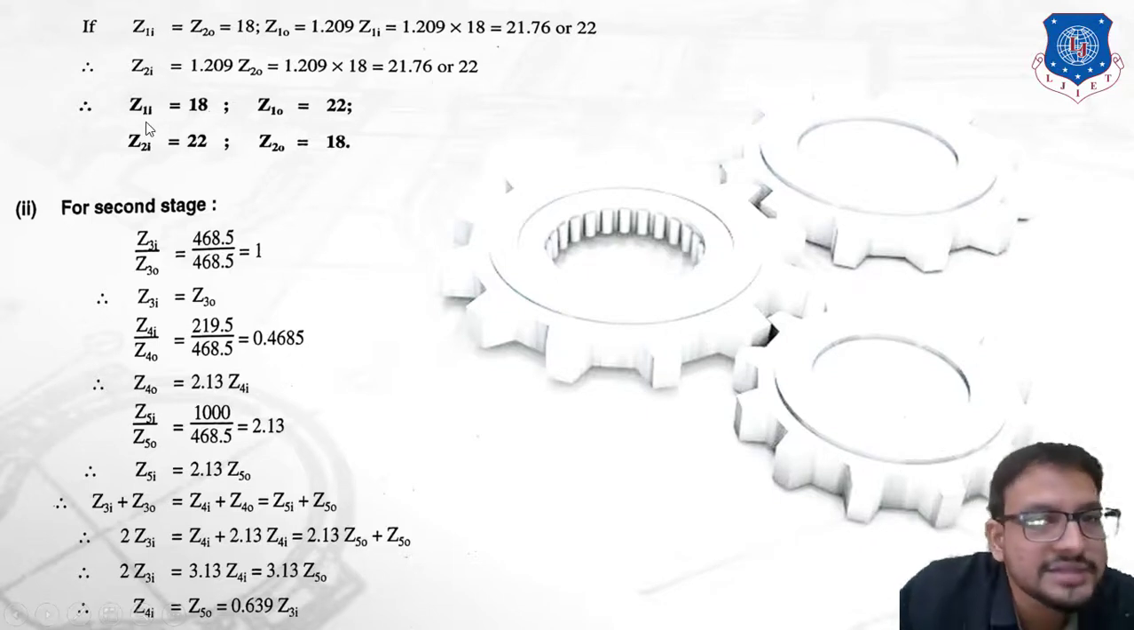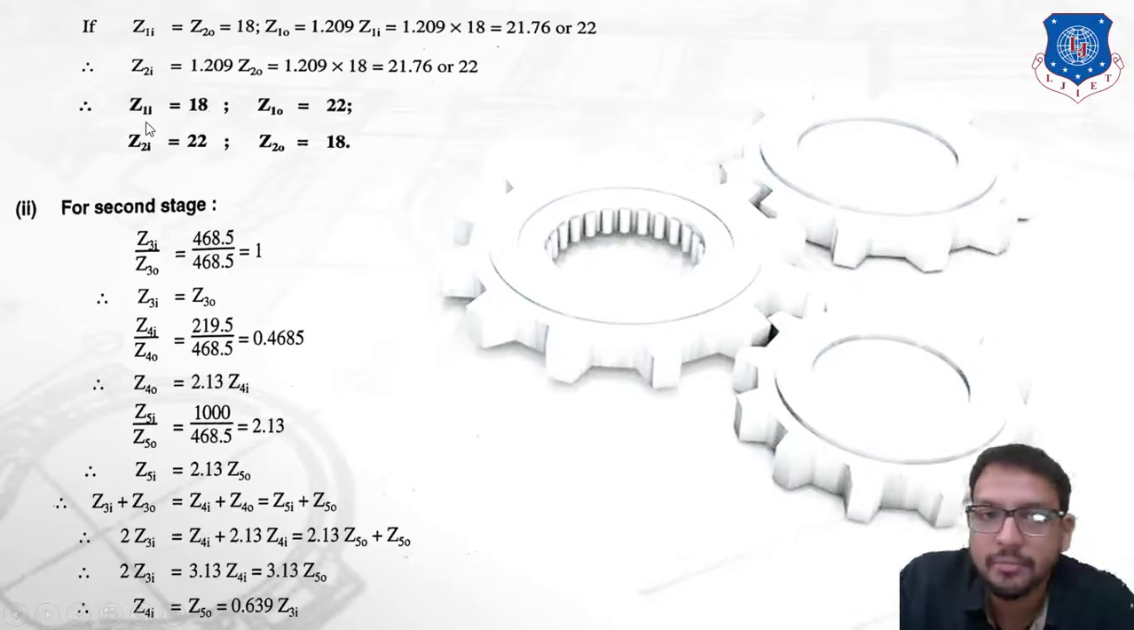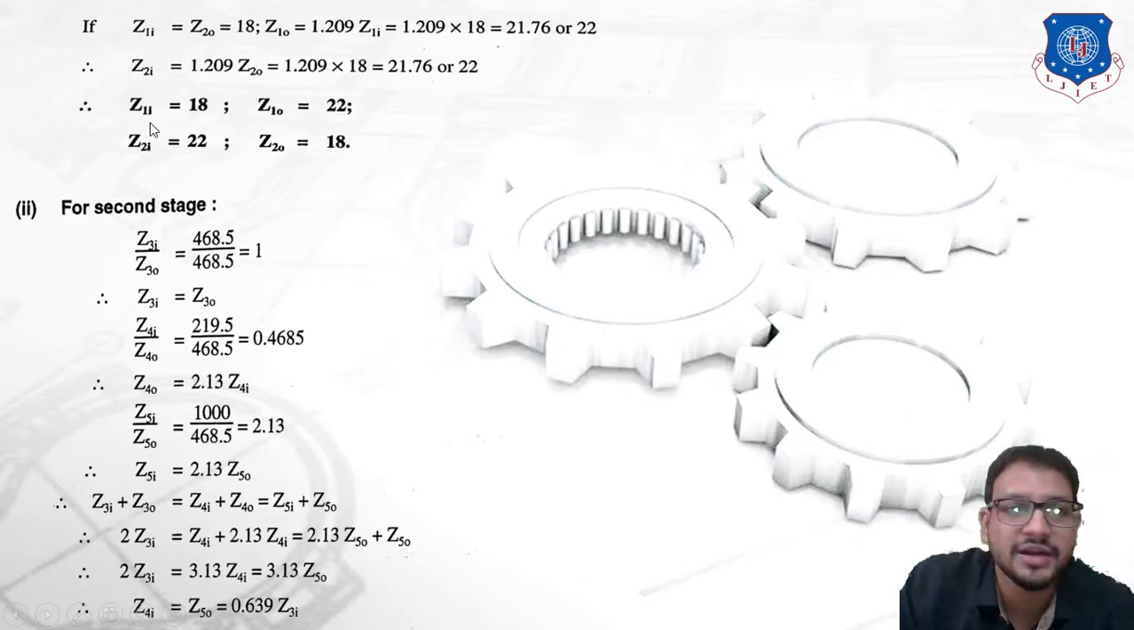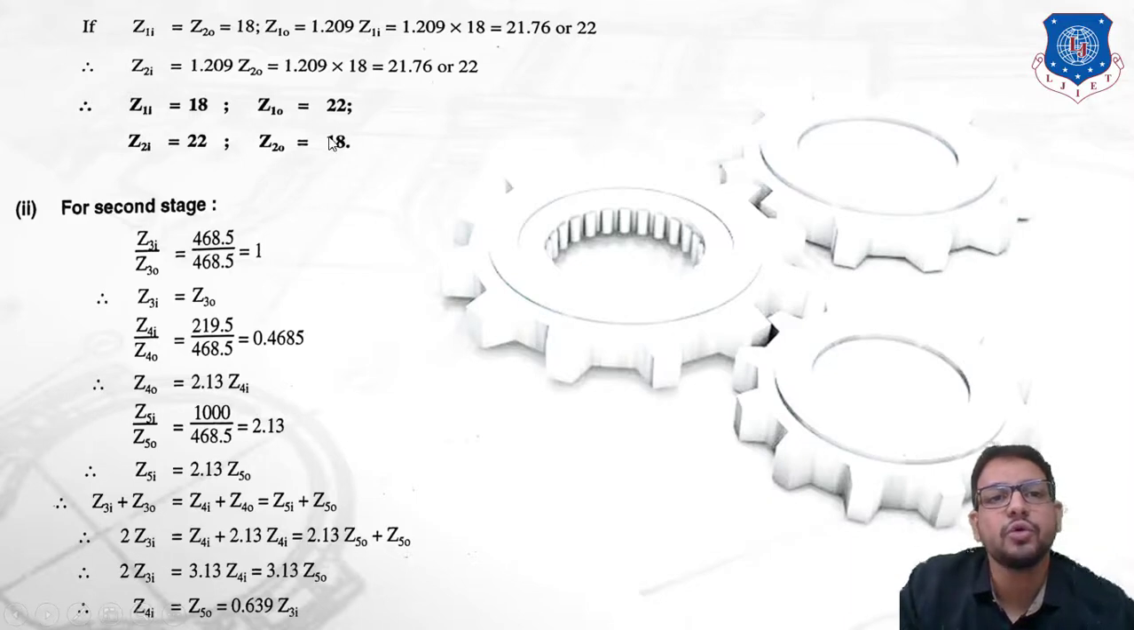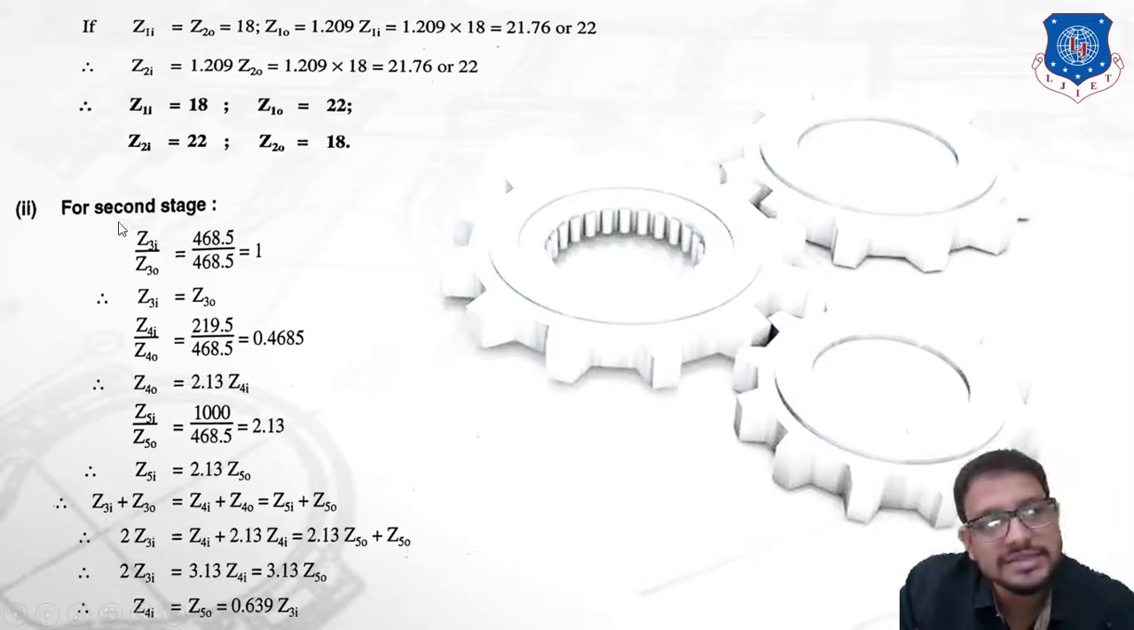So from this we can say that for the first stage we have determined the number of teeth for each of the gear pairs. That is, Z1I is 18, so Z1O, the output, is 22. Similarly, Z2I is 22, so Z2O is equal to 80. Now let us see the second stage.